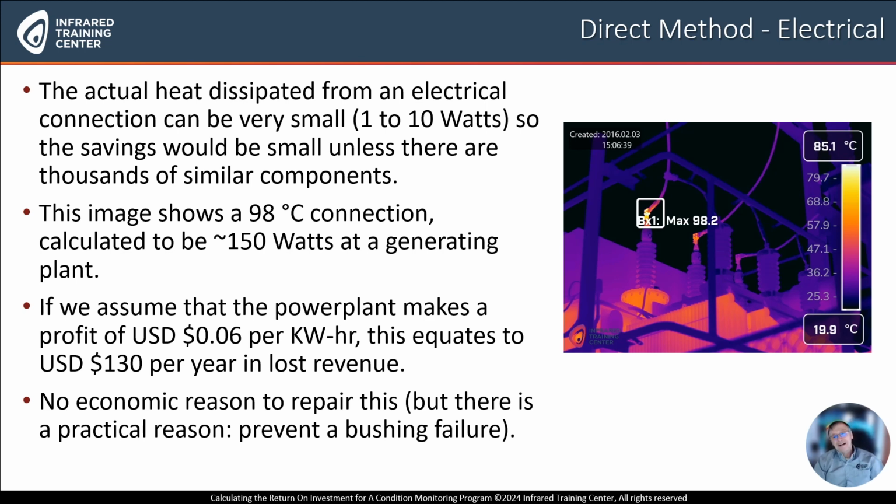Rather than putting that power down the line, it's being dissipated to the environment, so it's a loss. If we assume that the power plant makes a profit of 6 cents per kilowatt hour, and I have no idea what the profit is on power plants, that's just a number, that's $130 per year in lost revenue. There's no direct economic reason to repair that, and you wouldn't even see that in the balance sheet of the power plant. However, if that progresses and gets worse, there could be a bushing failure, which is a much larger issue. So that's just one example of a direct method.